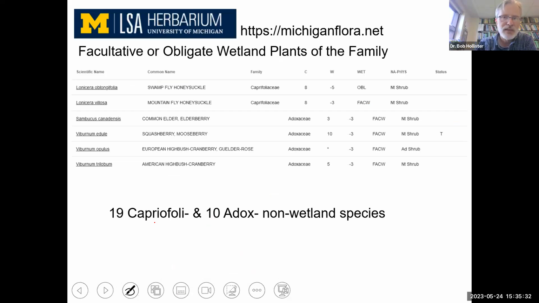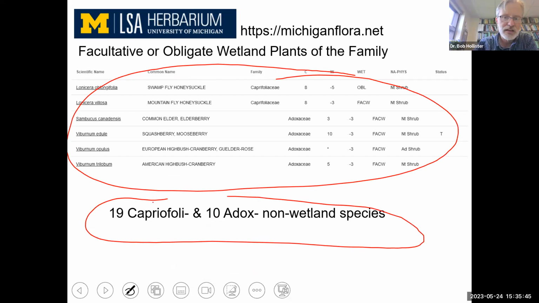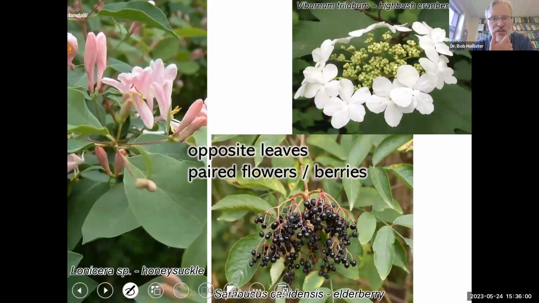So here's again your members in wetlands. I'll show you a picture of each of these in just a second. But then there's a bunch of non-wetlands. So there's almost 20 in the Caprifoliaceae, and then 10 for the Adoxaceae. So total almost 30 species. So here's the three that you'll find in the wetlands.